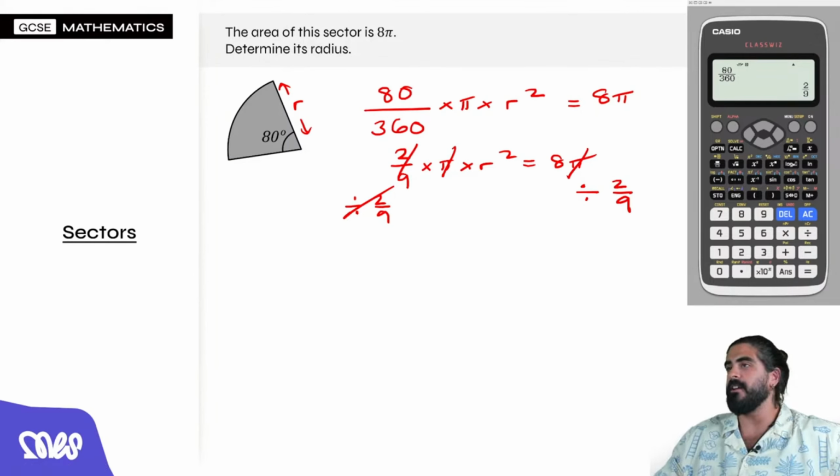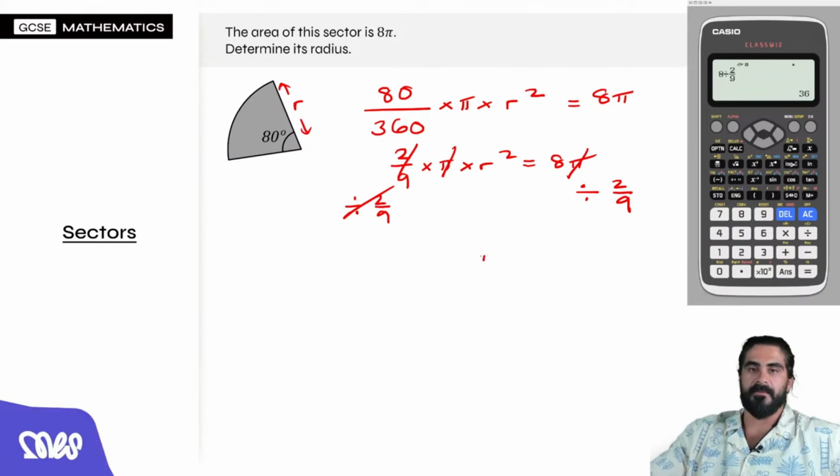So you lot see my calculator? All I'm going to do is 8 divided by 2/9. 36. So we get r squared is 36.